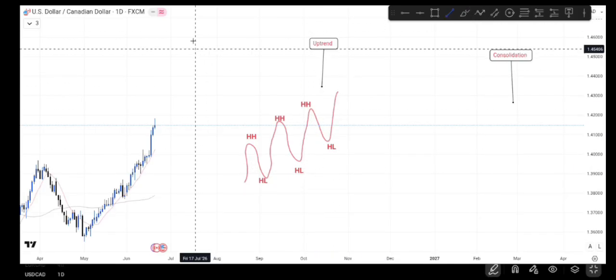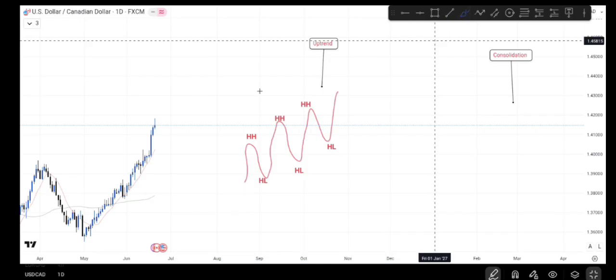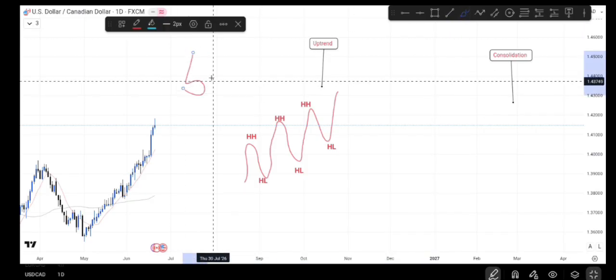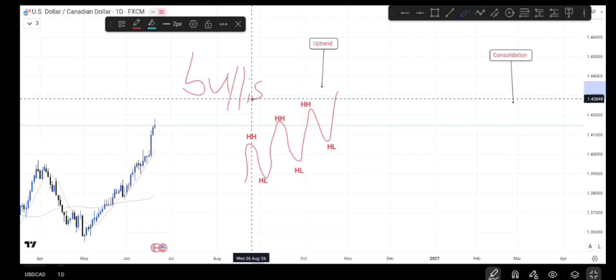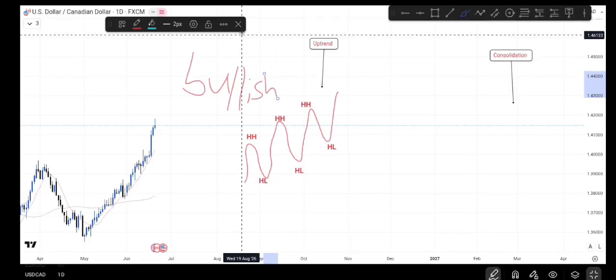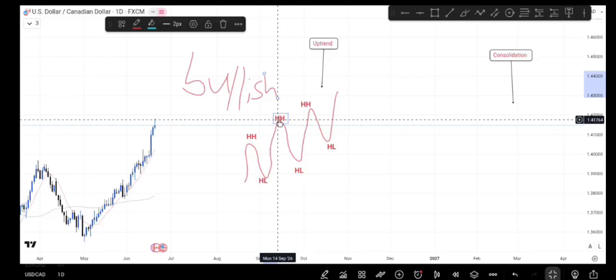If the market is in a buy trend, you can call it a bullish trend. So it's not only called an uptrend; it's also called a bullish trend, whenever the market is forming higher highs and higher lows.